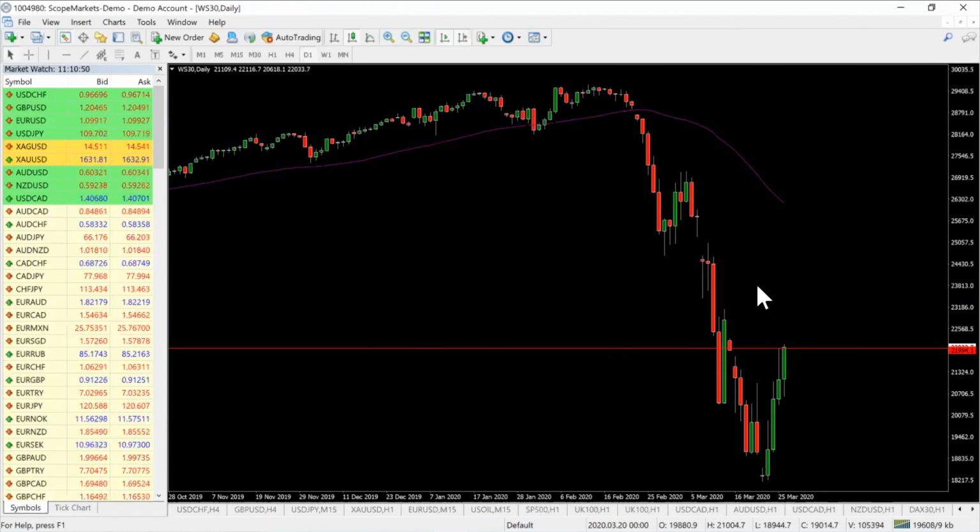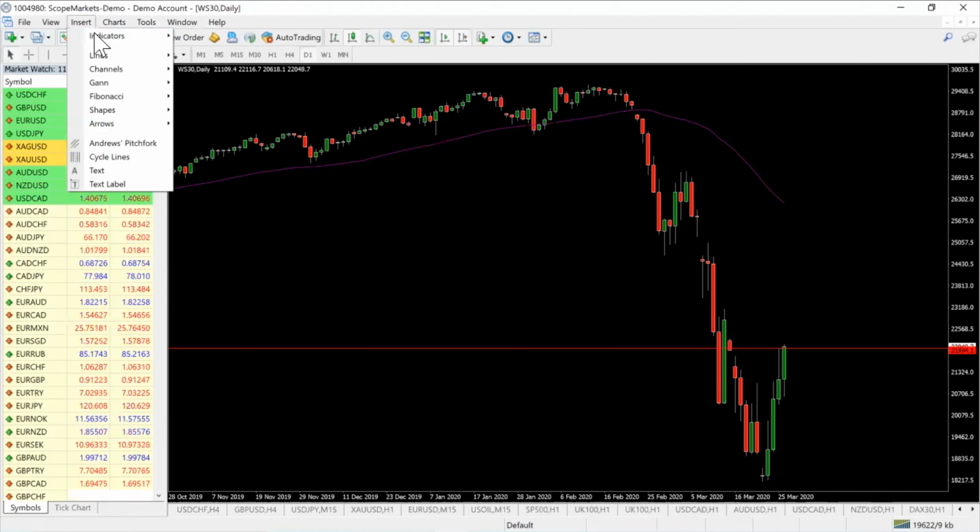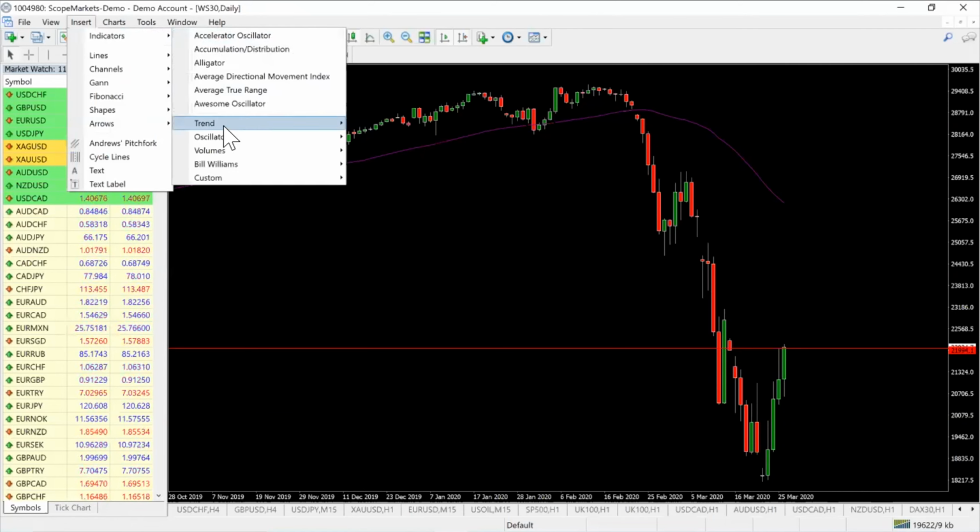Bollinger Bands. What are they? Well, first of all, let's add them to your chart. Let's show you how you add them to the chart. Insert indicators. Trend.